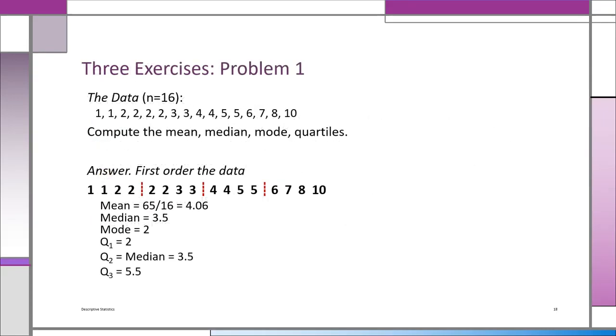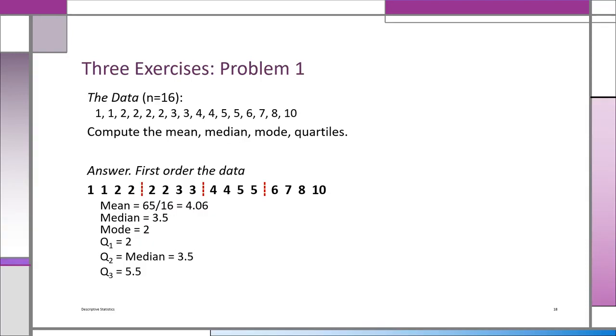Okay, look at problem one. n is 16. There's 16 values. We ordered it for you already. The lowest value is 1. The maximum value is 10. Now we want to get the mean. Again, you don't need to order data to get the mean, but it helps. We add the numbers all up, 16 numbers. The sum of xi from 1 to 16 is 65, divided by n of 16, and the mean is 4.06.